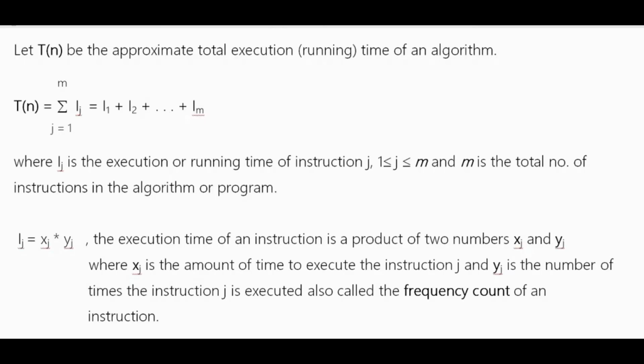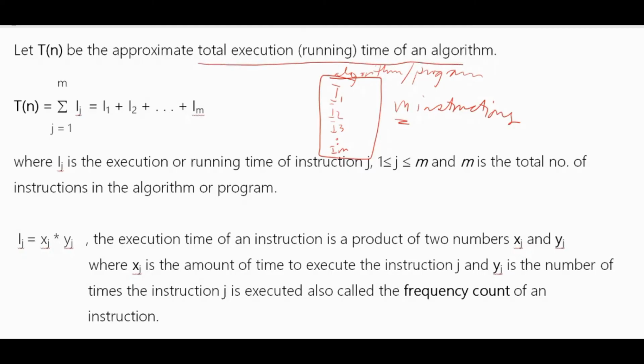Say, for example, we have an algorithm or a program with m instructions, like instruction 1, instruction 2, instruction 3, up to instruction m. So this is the algorithm or the program consisting of m instructions or statements to be executed. What then is the total execution or running time of the algorithm or program with m instructions? How do we calculate the total execution or running time?